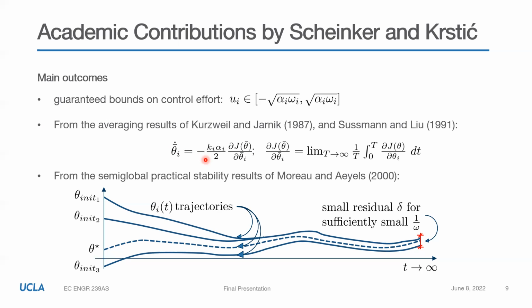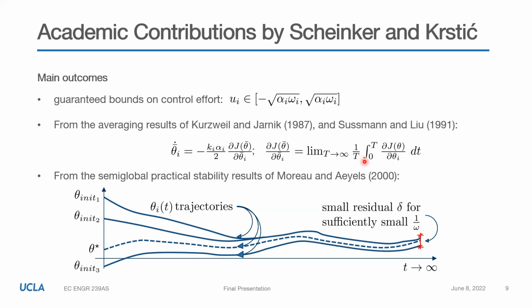Now, what is average? We recall from lecture 4 the notion of average by taking the limit as t goes to infinity of the integral of the function we are averaging. So for this particular case, we are averaging the partial derivative of our cost function J with respect to each theta i from 0 to big T. And then we consider this limit also with 1 over T as well.